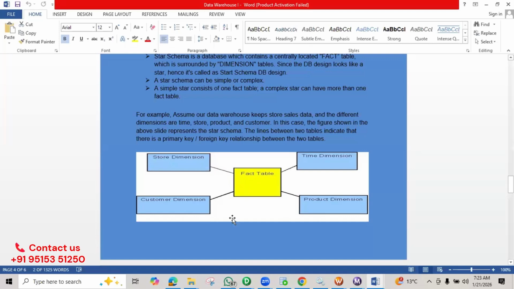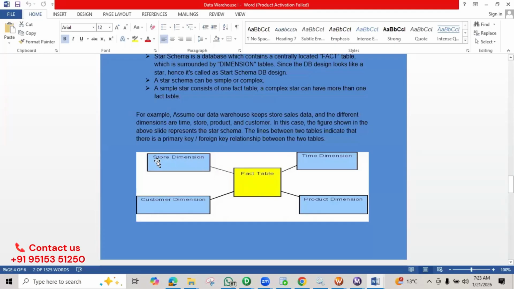So here, consider an example where we have four dimension tables and one fact table. Guys, you can see the arrow line is there. It is mandatory that we have at least one common column between these two tables, at least one common column to relate the tables.